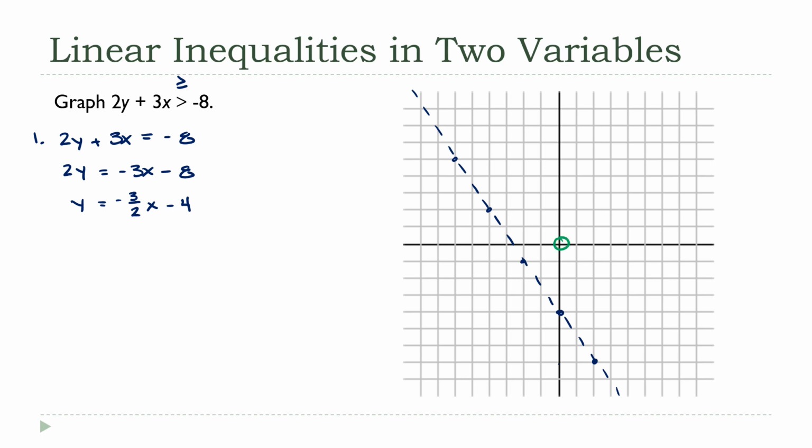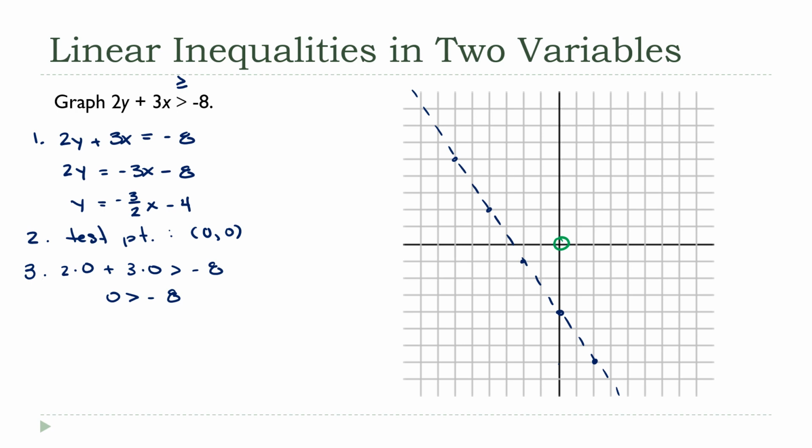The origin is not on the line, not on the boundary line, so I'm going to use that as my test point. And if we put that into the inequality, 2 times 0 plus 3 times 0 is greater than negative 8. That left side is just 0. You see why I like to pick 0 for my test point? 0 is greater than negative 8. Right? That is a true statement. So the origin is a solution to the inequality.